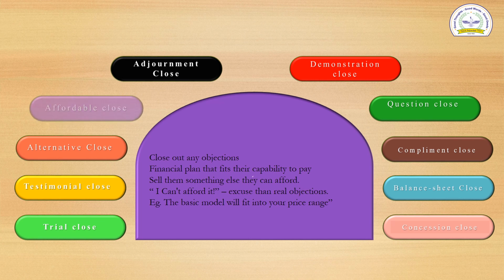The affordable close works by structuring the finance of the deal to fit into the other person's ability to pay. I can't afford it is often more of an excuse than a real objection. If they really do not want to buy, the salesperson will find that they will immediately jump into other objections. Next method is adjournment close.